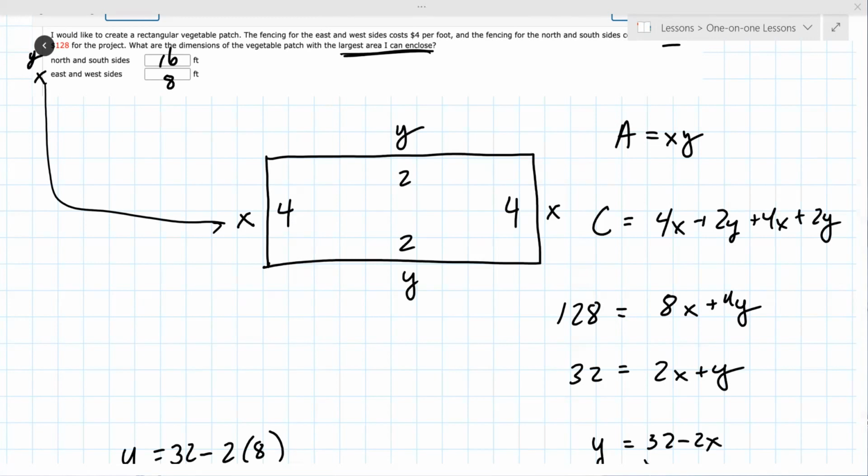I see question 4 is you're building a triangular flower garden. Yeah, with the picture. Okay.